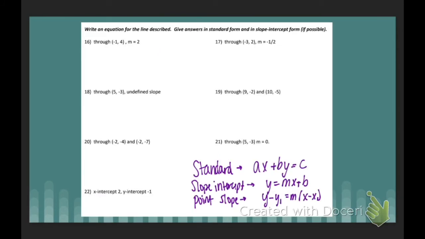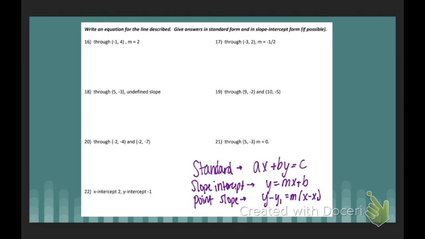For problems 16 through 22, you're going to write an equation of the line that's described. You're going to give your answer in standard form and slope-intercept form. So I have standard form and slope-intercept form below. And all of the problems that we do this with, we start with point-slope form, which I also have written below. So anytime you're given a point and a slope, it's really easy. Just plug in your point and your slope into point-slope form, and then convert it to slope-intercept form. So solve for y, and then make it into standard form.